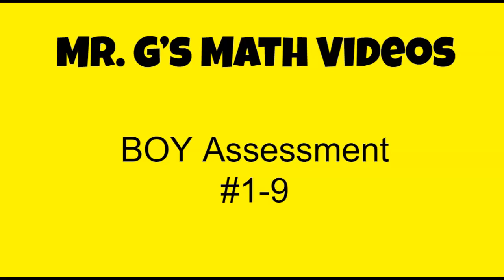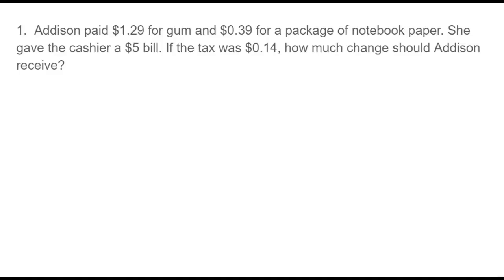Today we are going to look at our BOY, beginning of year assessment, the first 9 questions. Question number 1. Addison paid $1.29 for gum and 39 cents for a package of notebook paper. She gave the cashier a $5 bill. If the tax was 14 cents, how much change should Addison receive?